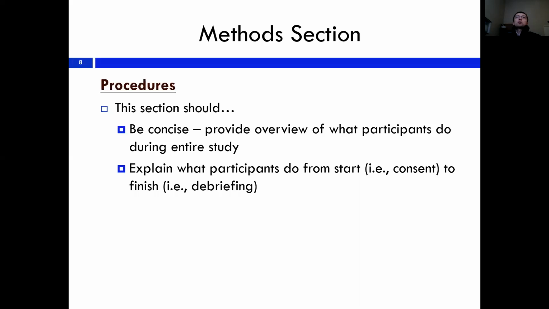Next, we're going to talk a little bit about the procedures, which will be the second big part of the method section. This section can be concise. Basically, it provides an overview of what participants would do during the entire study. It helps explain participants' path from the start, let's say signing up for the consent form, to the finish, let's say debriefing and getting their compensation.